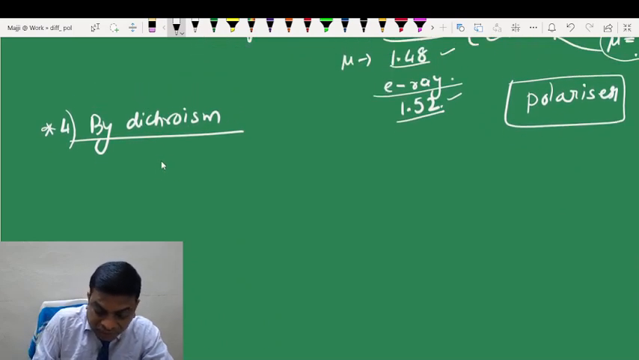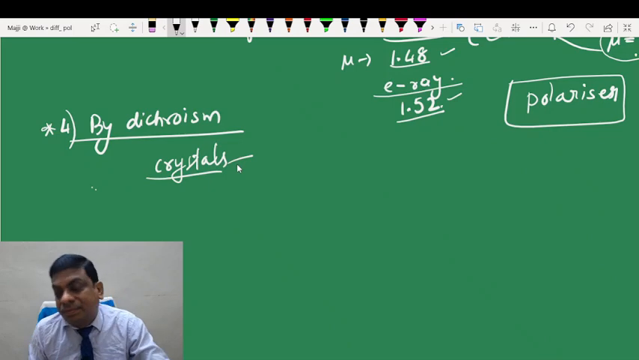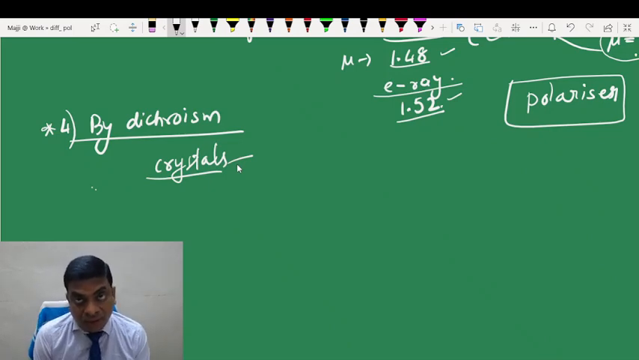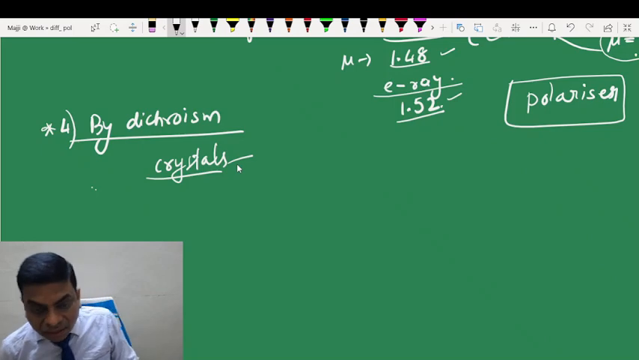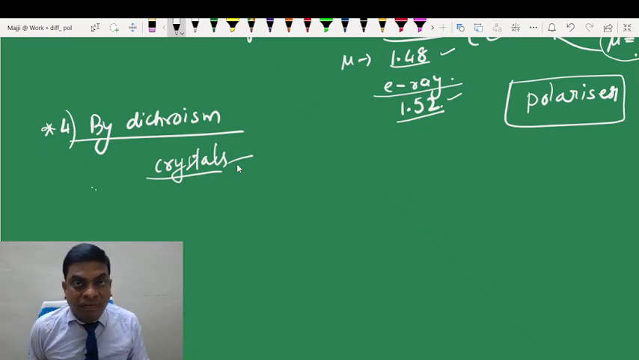Now there are certain crystals which absorb the light passing through them to different extents depending on the plane of polarization. That is, when light is made to pass through certain types of crystals, different lights are absorbed to different extents depending on the direction of the plane of polarization.